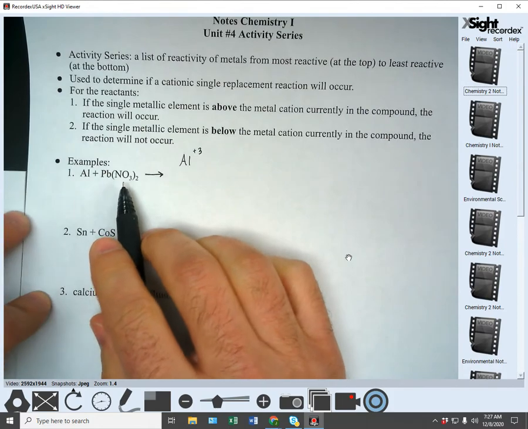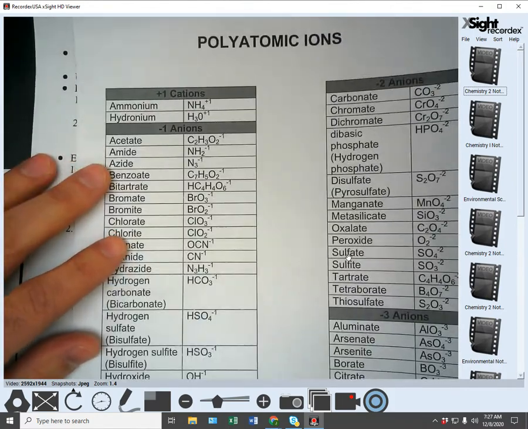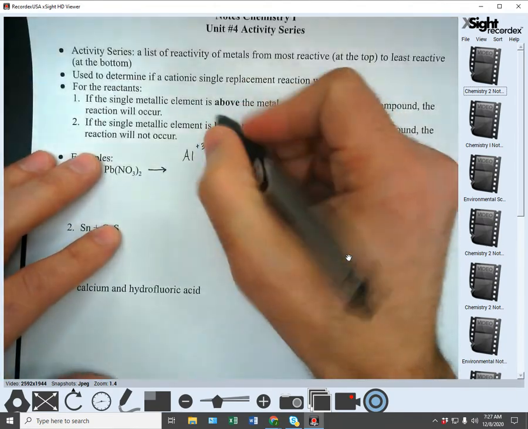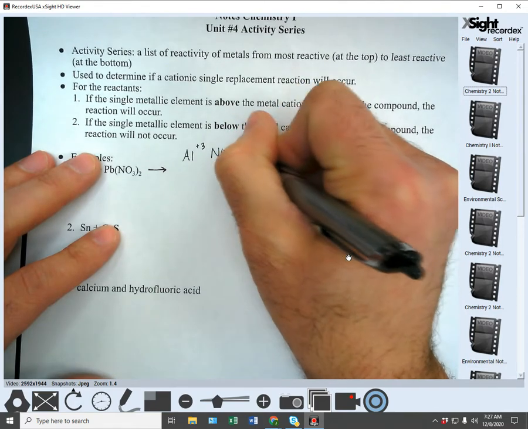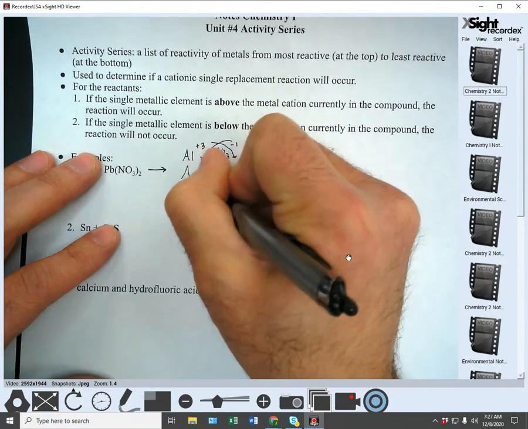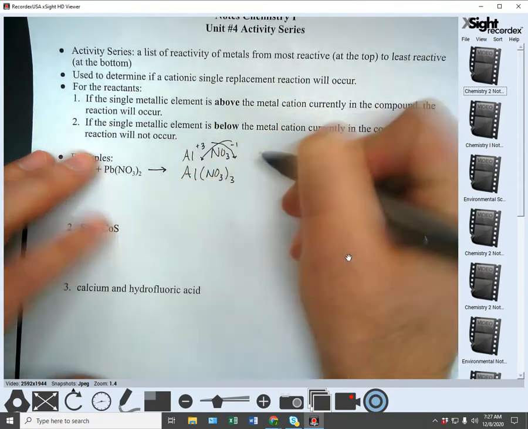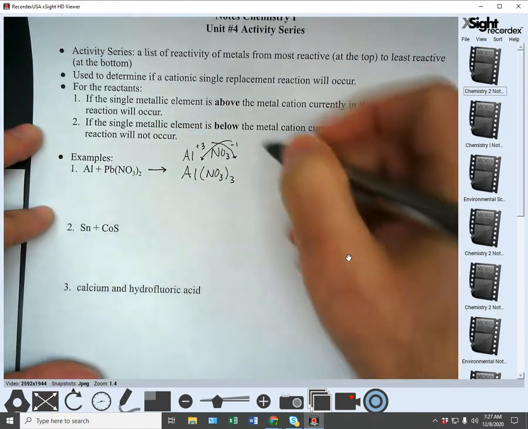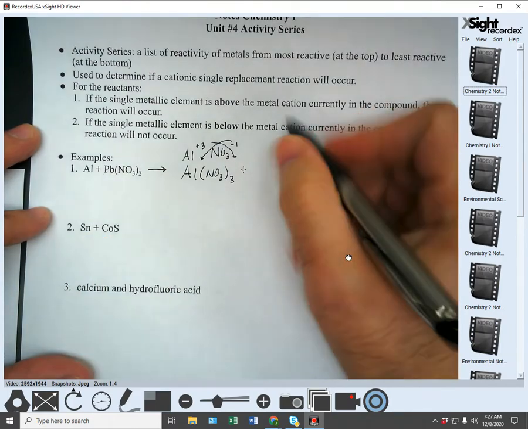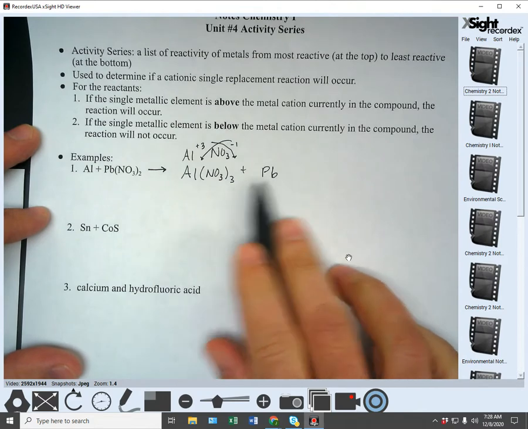Nitrate, NO3, off the polyatomic ion sheet. Nitrate is a -1, so we cross down, right? We end up with Al(NO3)3. And plus now, the aluminum's not alone, so now lead is alone. And when it's alone, it's just itself, just Pb.